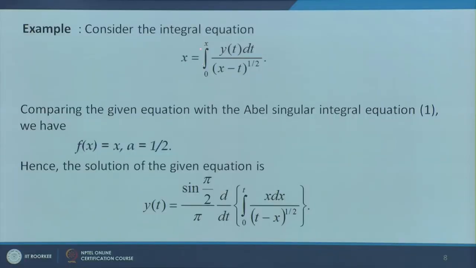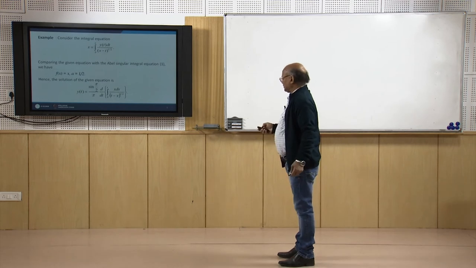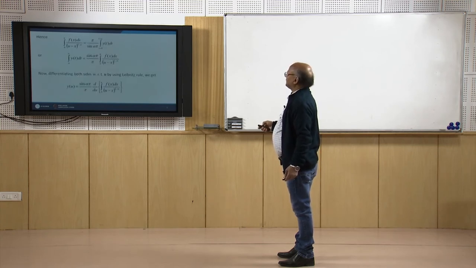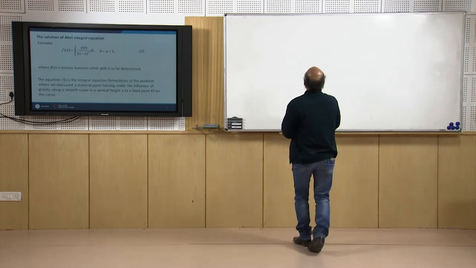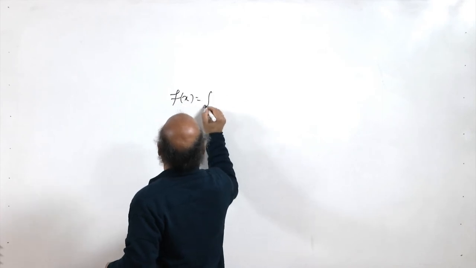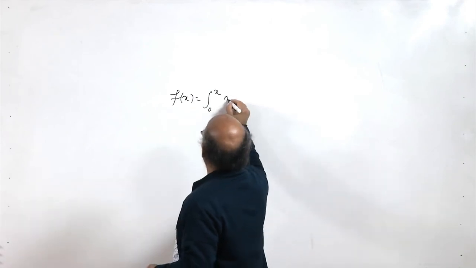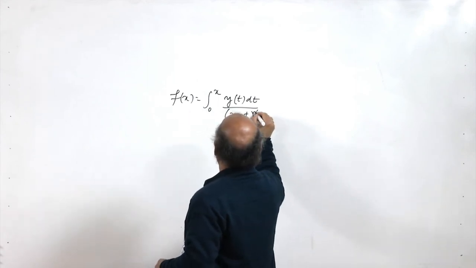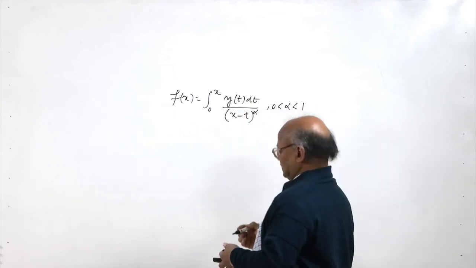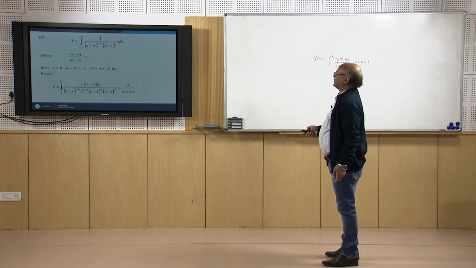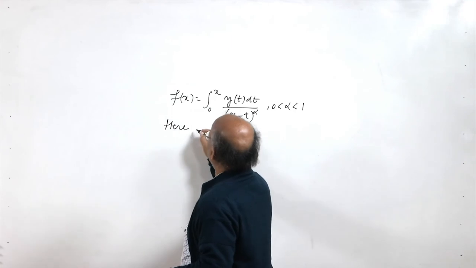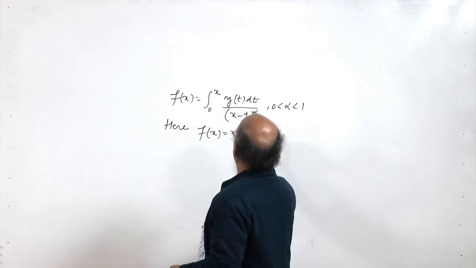Consider f x equal to integral 0 to x y t dt over x minus t raised to the power half. So, when we compare this integral equation with the standard integral equation, the standard integral equation is this one, f x equal to integral 0 to x y t dt over x minus t raised to the power alpha. So when we compare, here in this example we have f x equal to x and alpha is equal to half.